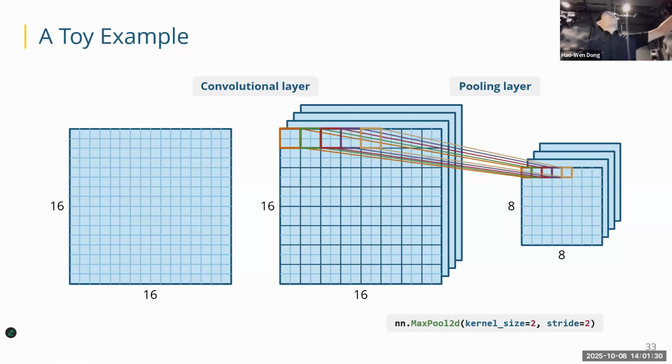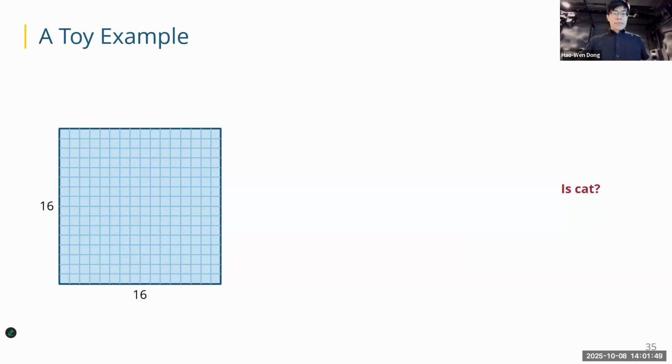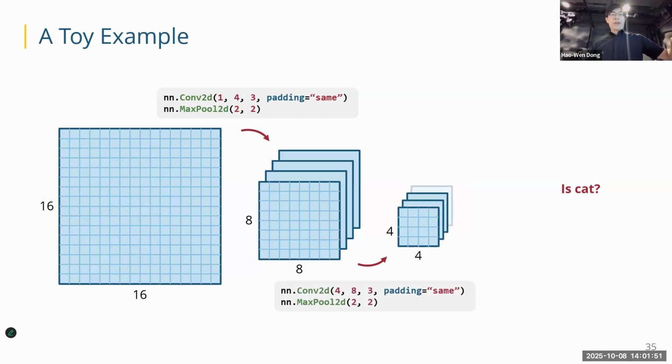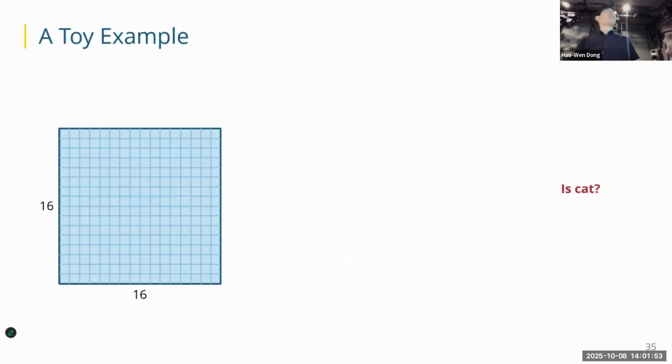This is still a more realistic example than what we saw previously, because it's 16 by 16, and nowadays people are usually doing 1024 by 1024 image classification. So it's much trickier. Cool. A toy example is that you start with 16 by 16 images, and the goal is to see whether it's a cat, a binary classification.